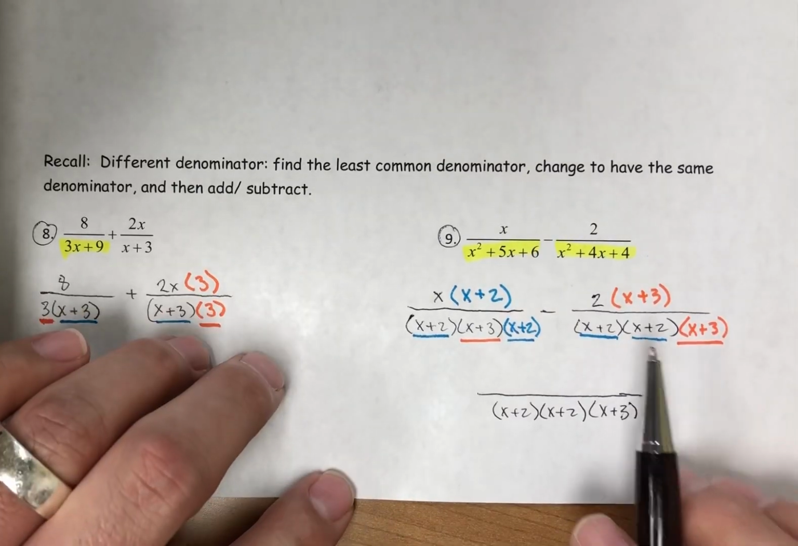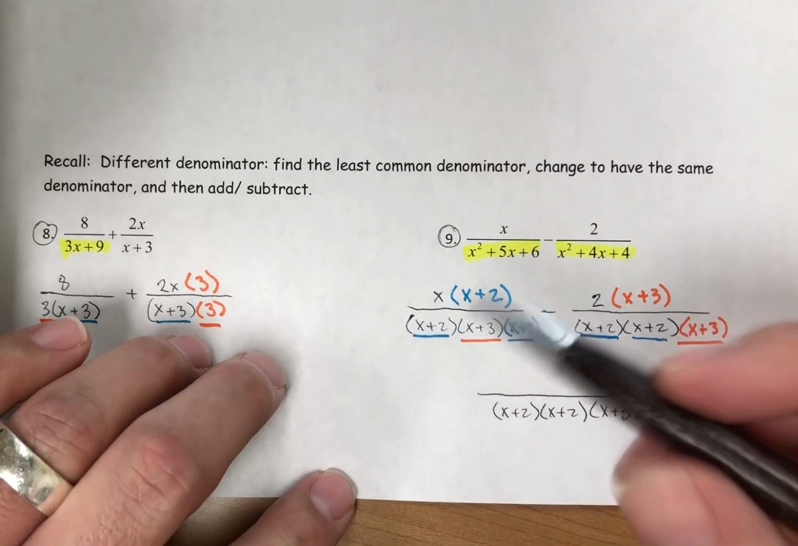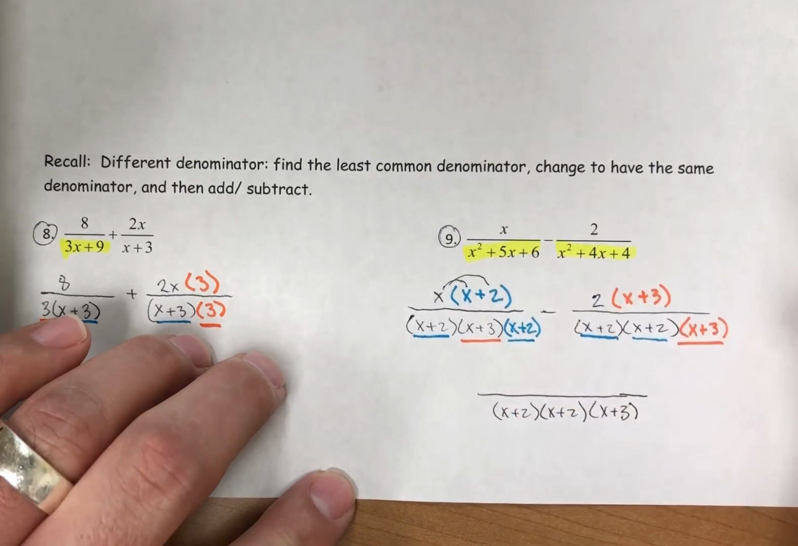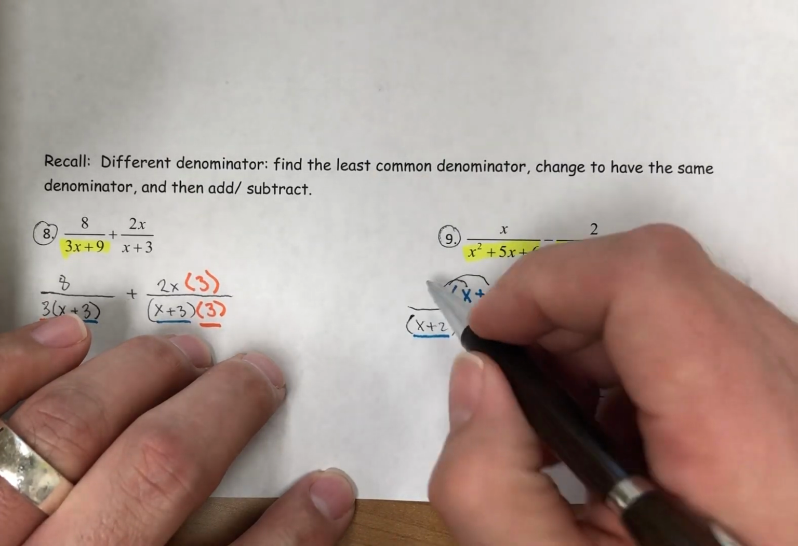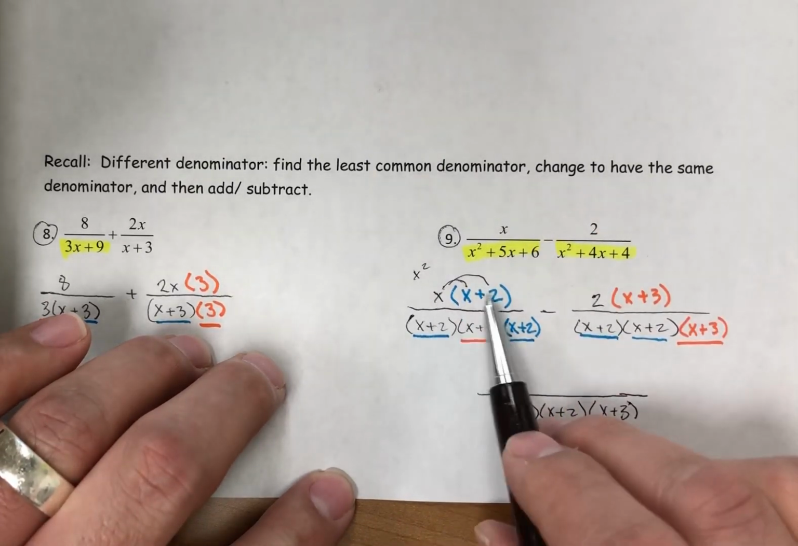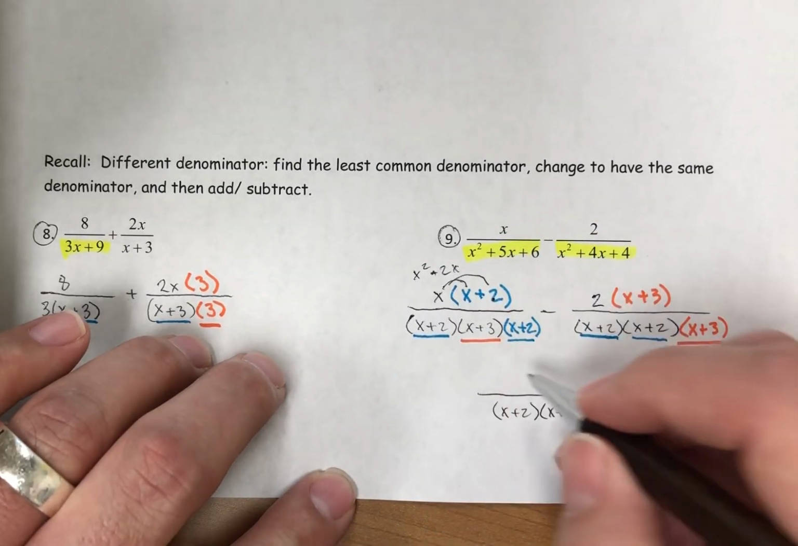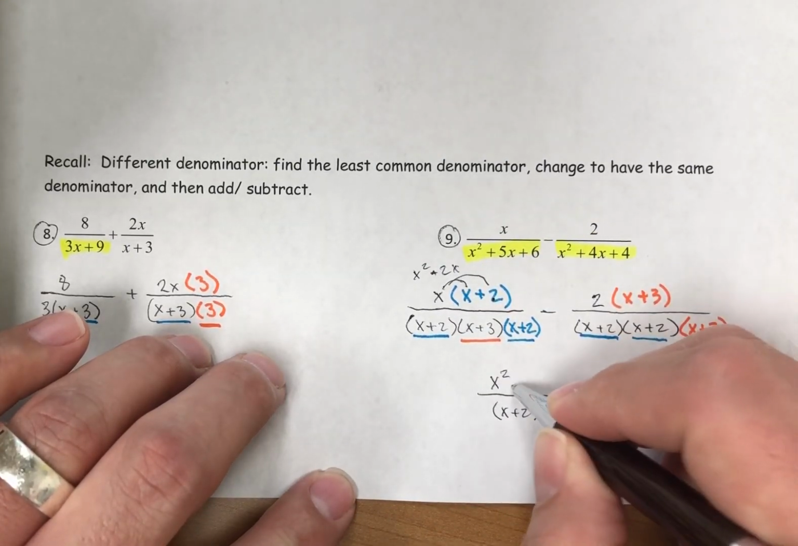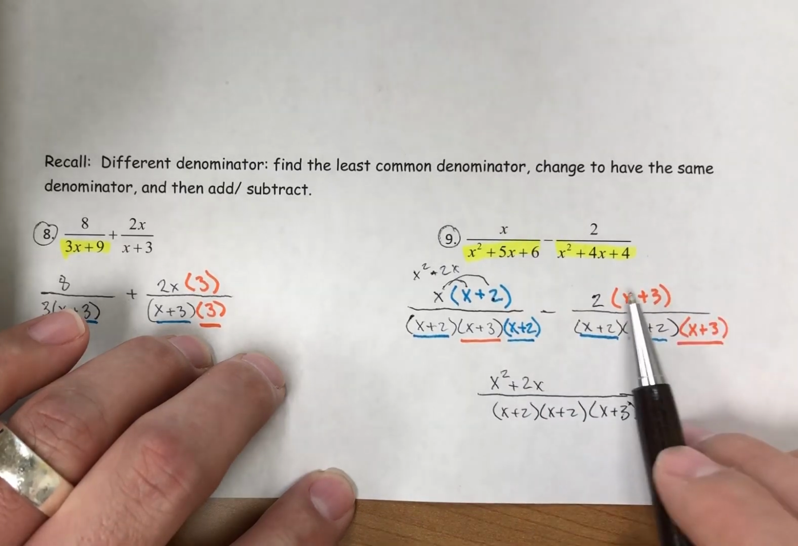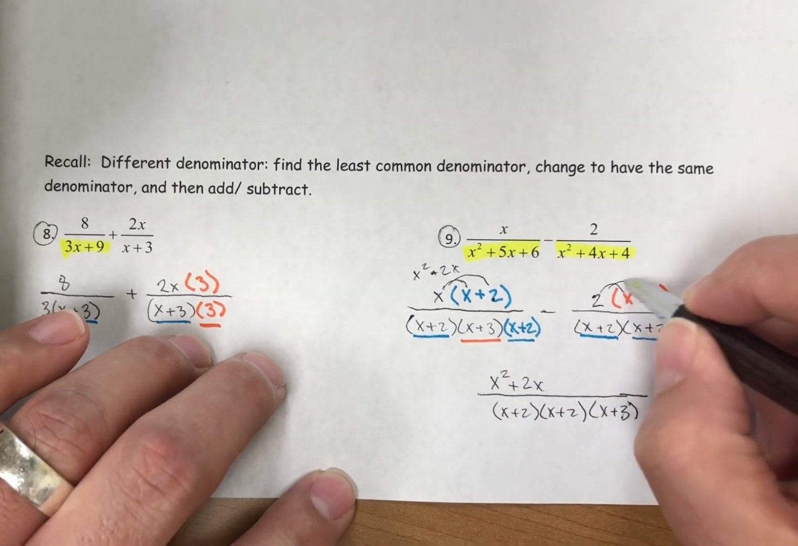And then what I need to do is go ahead and distribute this right here. So this gives me x times x is x squared, x times 2 is 2x. So then I can go ahead and write that in my numerator here. And then I have to distribute this, okay?